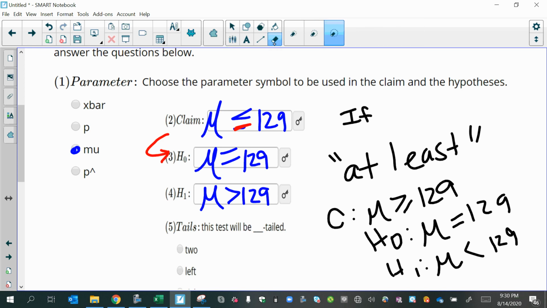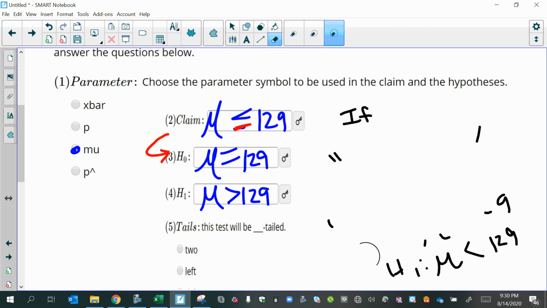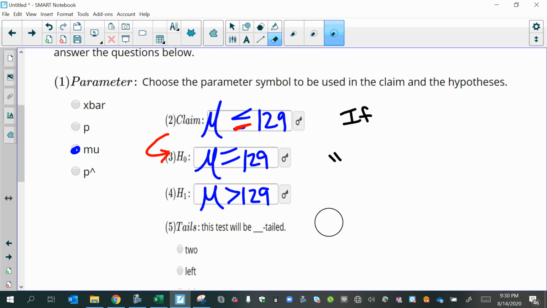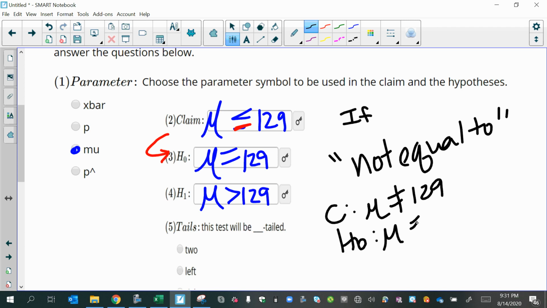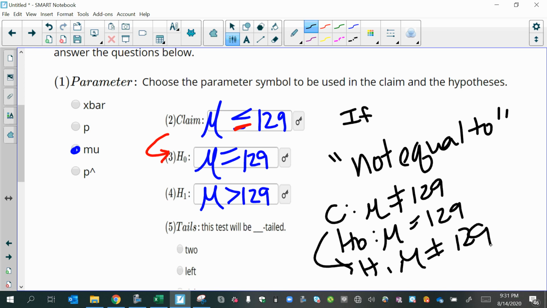Okay, I guess I said one more, but I'll do one more. What if it said the claim that is not equal to? Then your claim would be mu is not equal to 129. Your alternative would be that it is, and since there's no equality in the claim, it falls under your alternative hypothesis. So this would be a two-tailed test.